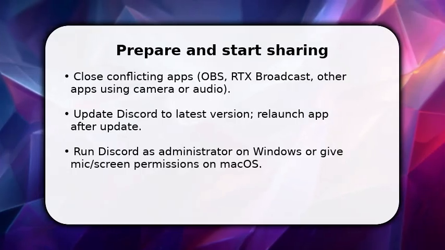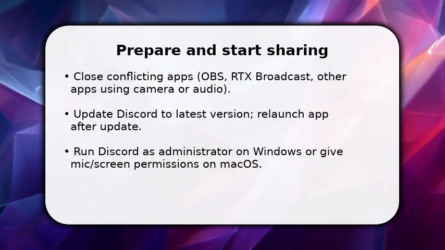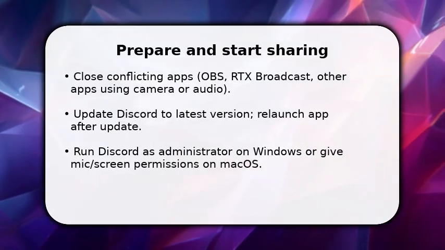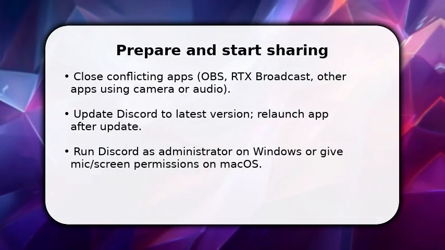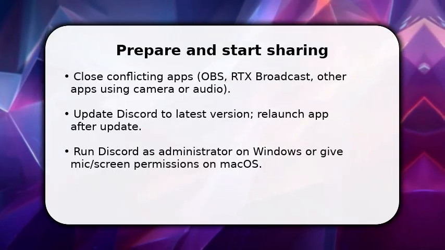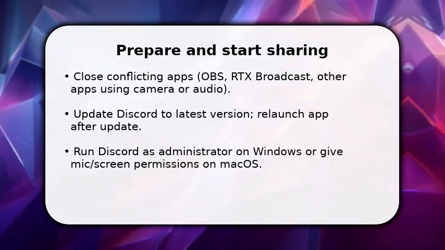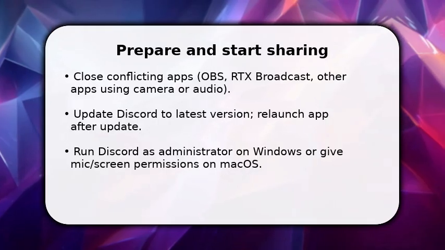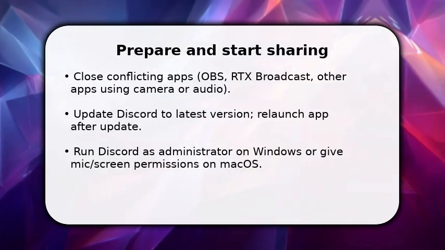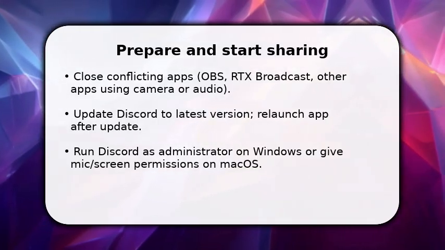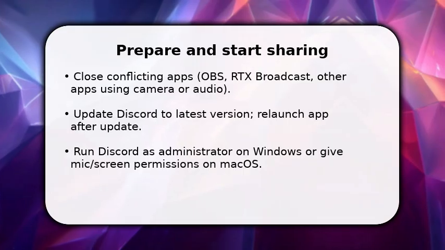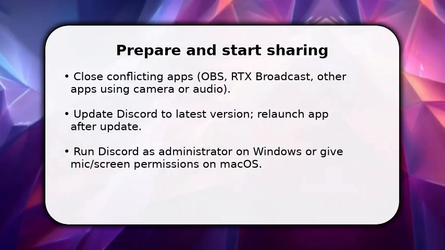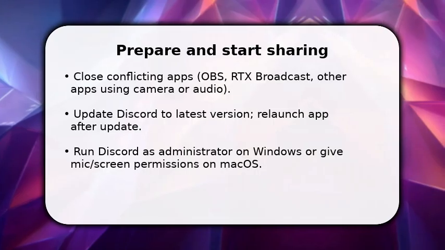You begin by closing any apps that could lock the camera or audio. OBS, other call software, or virtual cameras often block Discord. Once done, update Discord and relaunch so fixes apply immediately. On Windows, run Discord as administrator to grant capture privileges. On Mac OS, open System Preferences and allow screen recording and microphone for Discord.